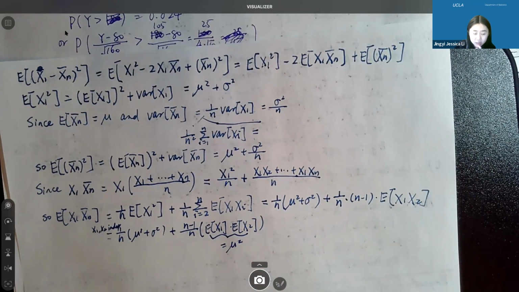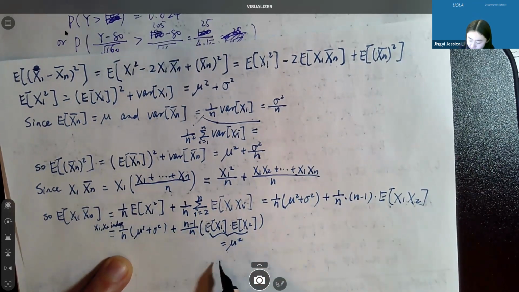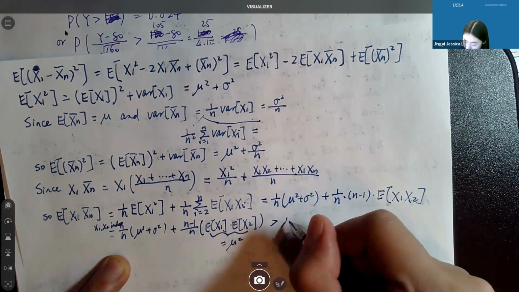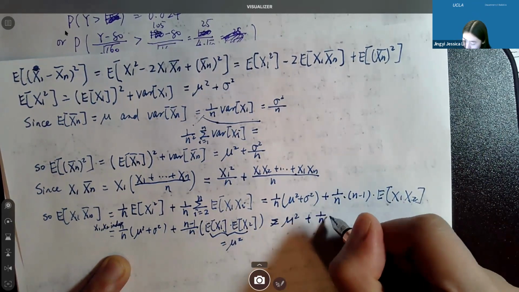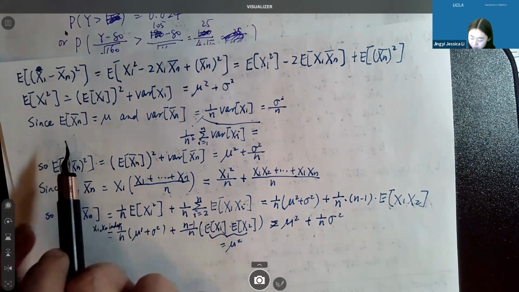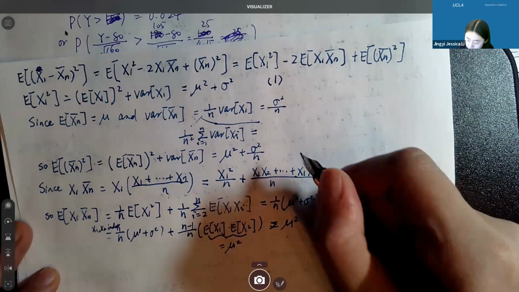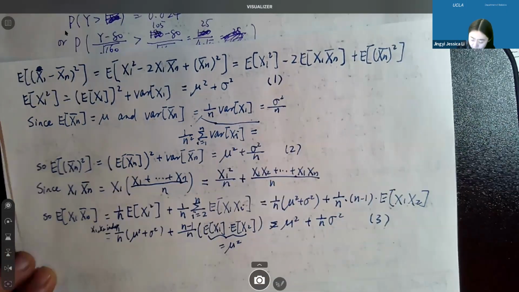All right, so then finally, I'm there, right? I just combine the terms. So 1 over n mu squared can be combined with this n minus 1 over n mu squared, so I get mu squared. And I have 1 over n sigma squared, that's for this cross expectation. Now let me call this number 1, this number 2, and this number 3. Put 1, 2, 3 back into the above formula.